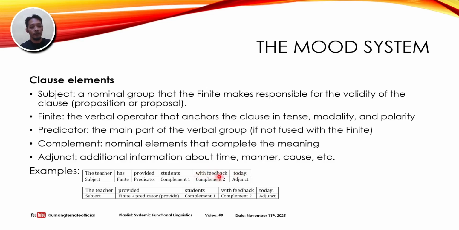So with feedback here, although it has a preposition, it doesn't function as a prepositional phrase but as a nominal group. Okay, and then today is an adjunct. It is an adjunct of time, or the circumstance of time.